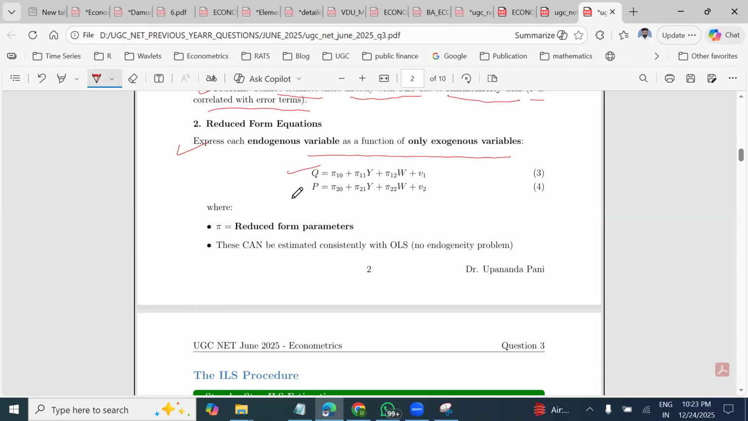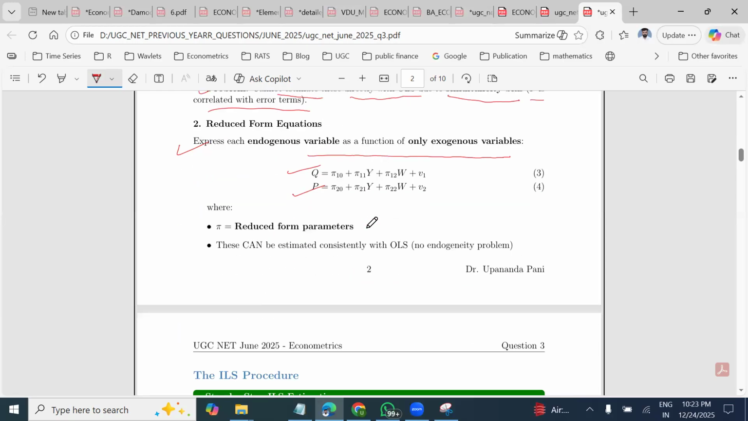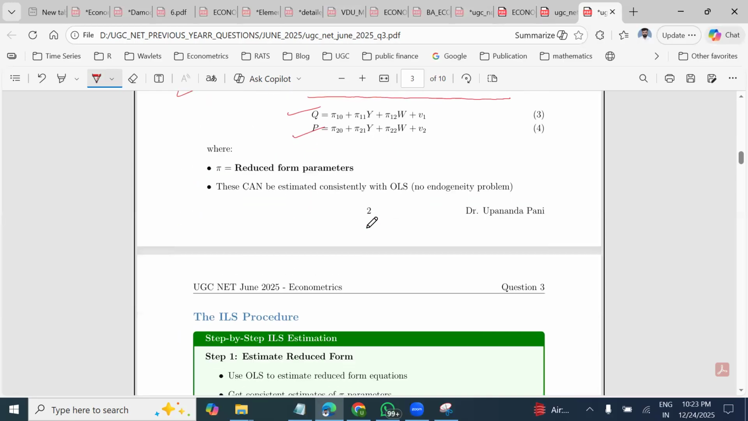Okay, like Q and P. So how can we go from the equation to the structural equation to the reduced form equation? That will take a little time, so we can understand that also, not a problem. I'll send you some notes, and some other day we'll discuss in detail. But let us see what the procedure is.